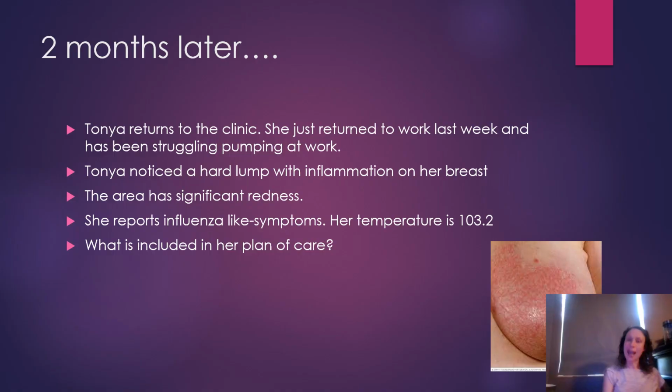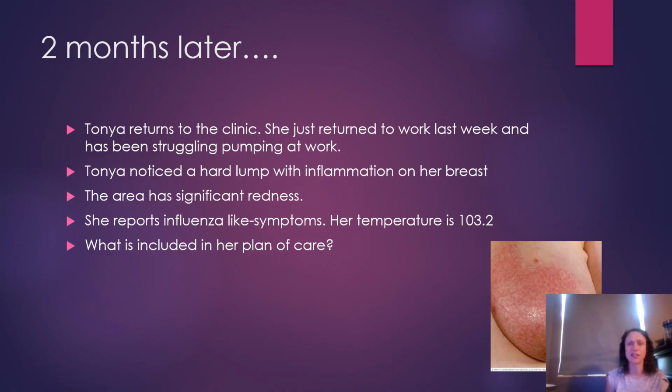So now, 2 months later, Tanya comes back to the clinic. She's just returned to work last week, and she's been struggling pumping at work. So she's been struggling completely emptying her breast. So she probably went from feeding baby 8 to 10 times a day, and now she's only pumping maybe 2 times in a 12-hour shift. Not good. Tanya noticed a hard lump with inflammation on her breast.